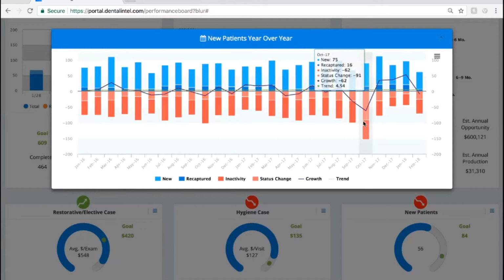Now, granted, we can see here that they status changed 91, meaning they physically marked 91 inactive. So they were probably cleaning up some database, whatever. So they should have seen a negative, but not by 62. They actually should have been 0, because 62 patients also fell into that bucket. Yeah. If your team members don't know, they can't help you improve.